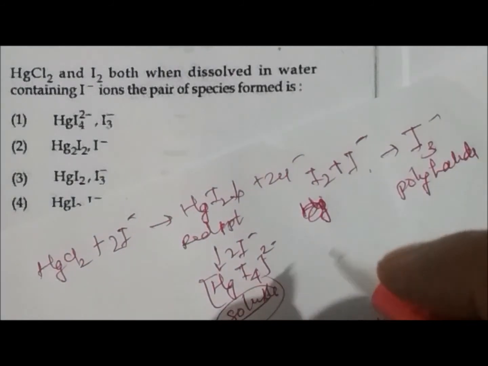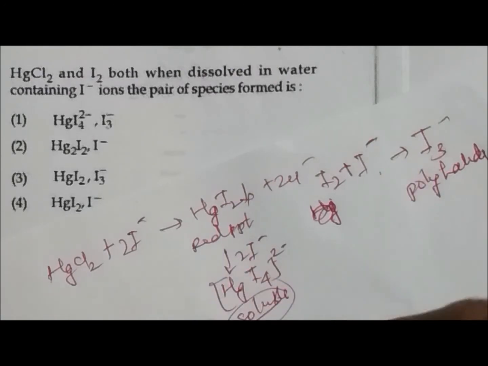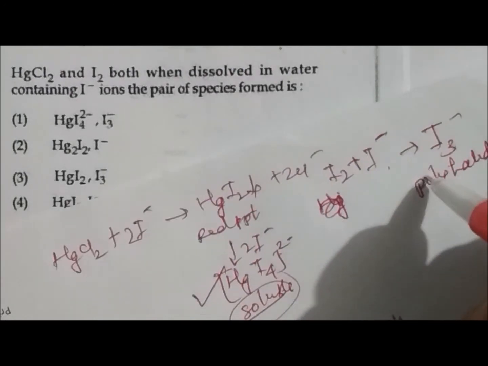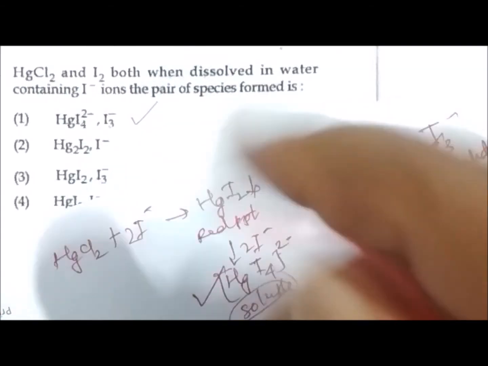So which products are forming? One is HgI4 2 negative, which is soluble in water, and this polyhalide is also soluble in water. So we have 1, 2. So our answer is this one, which is correct.